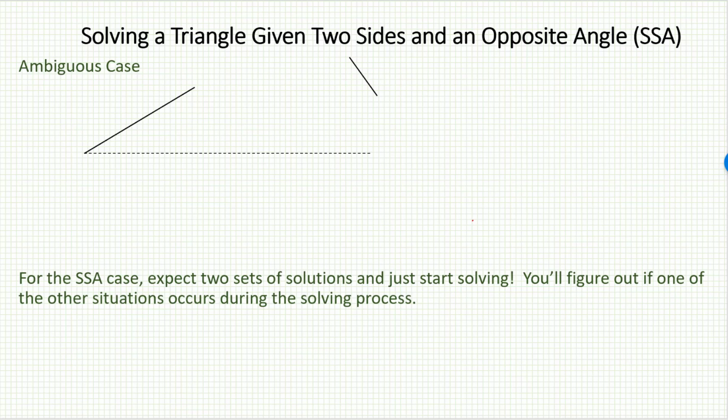Solving a triangle given two sides and an opposite angle, SSA. This is the hardest case there is, the SSA case. We call it the ambiguous case, and here is why.